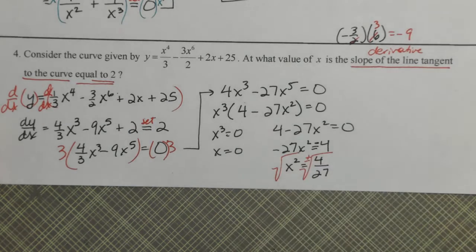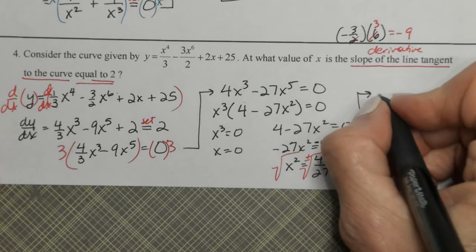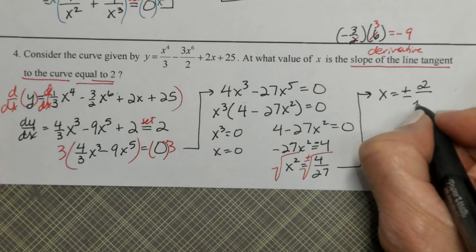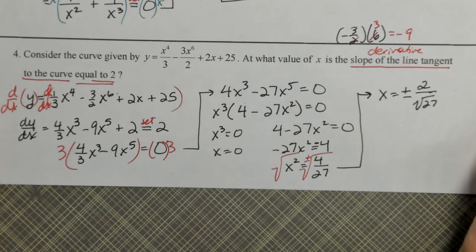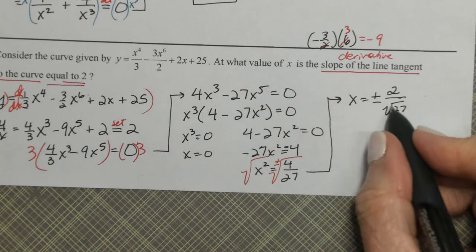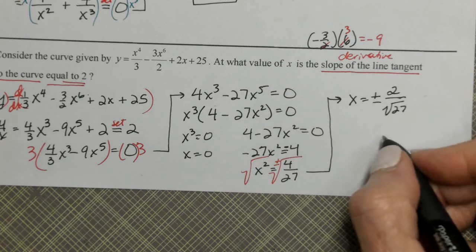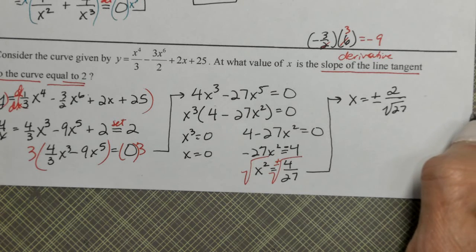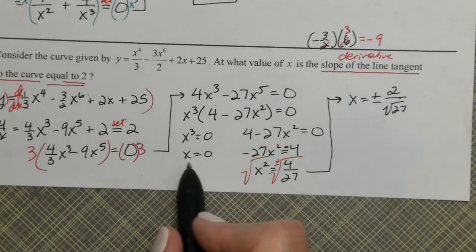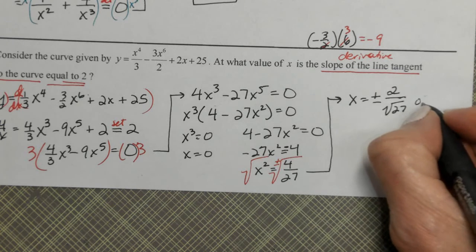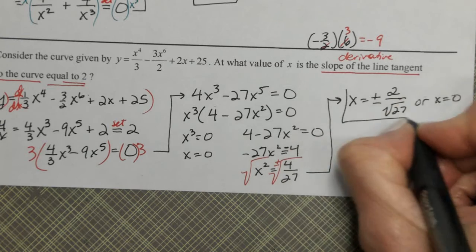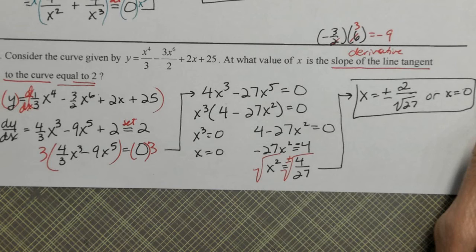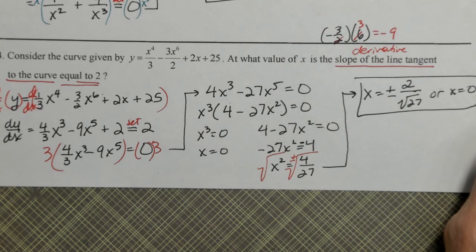When we square root, don't forget our plus or minus. So I get x is equal to plus and minus. I would probably just write that as 2 over the square root of 27 and call it a day. We know that we could take a 9 out of that and reduce this a little bit, but if it was a multiple choice question, I would do that if I needed to. Otherwise, I would just leave it like this. I'm going to bring over this x is equal to 0. Those are my answers. So there are 3 values of x at which the slope of the line tangent to this curve is equal to 2.